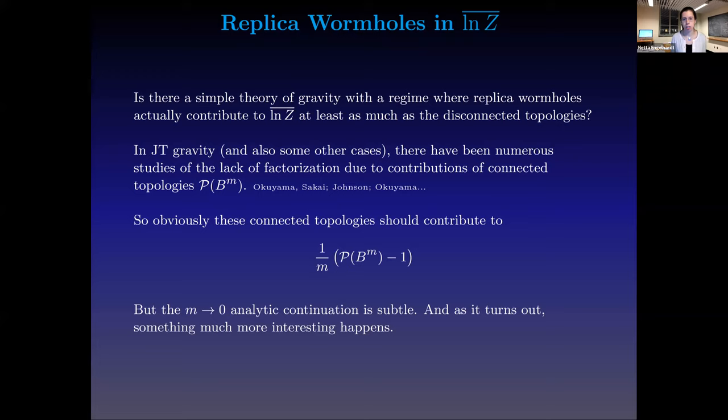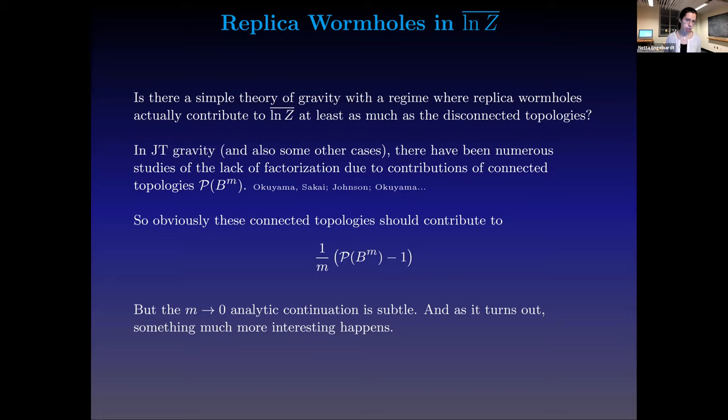That might actually tell us whether we're looking at something like ensemble averaging. Now in JT gravity, and I should say also in some other cases, there have been numerous studies of the lack of factorization due to contribution of connected topologies to Z_B raised to the power m. Now, if you just hear that, then you say, okay, well, the answer is obvious. If the topologies contribute, and they contribute at least as much as the disconnected topologies, then obviously they also contribute to this term here, and at least as much as the disconnected topologies do. But there's a subtle and important point here, which is that we take the m goes to zero analytic continuation, and that turns out to have some pretty interesting physics.